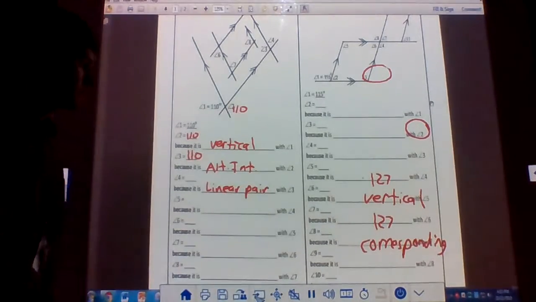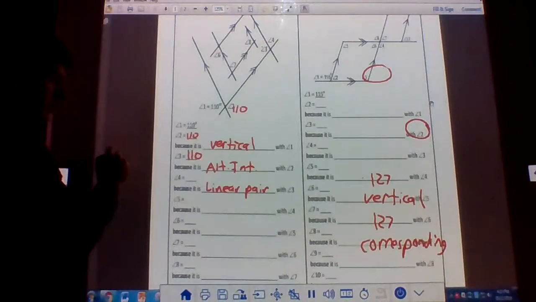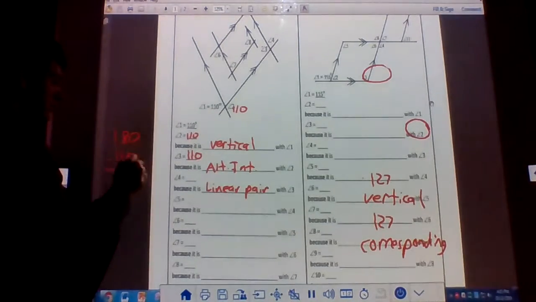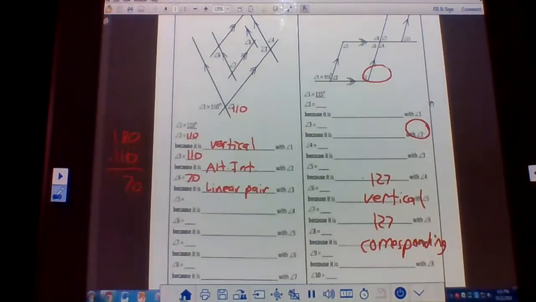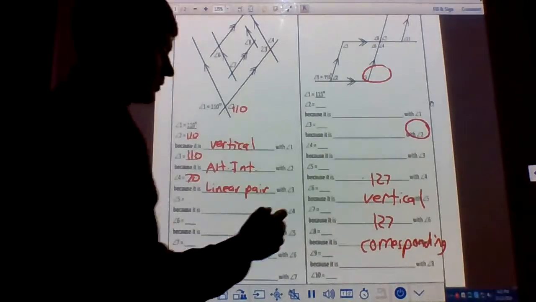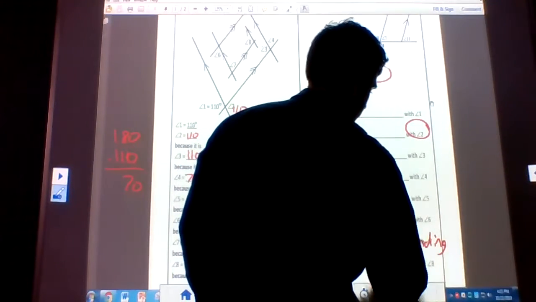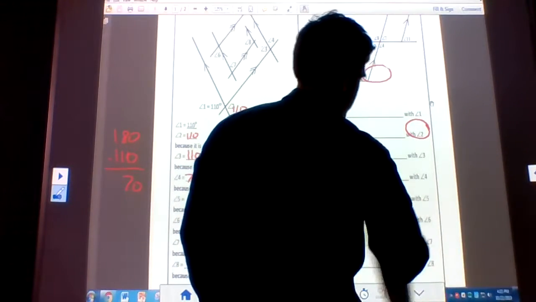We know linear pairs are supplementary, so we can do 180 minus 110, which is going to give us 70. Okay, they're supplementary, so they add up to 180. So 180 minus 110 is 70.